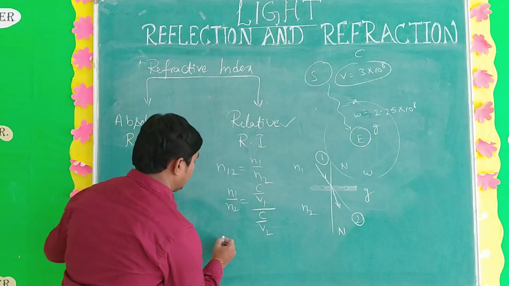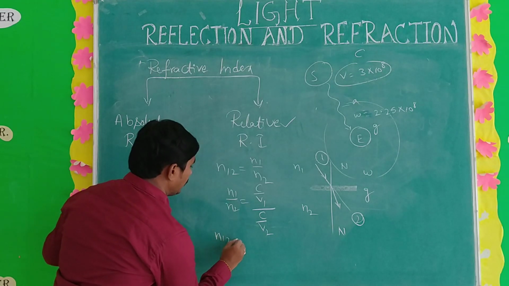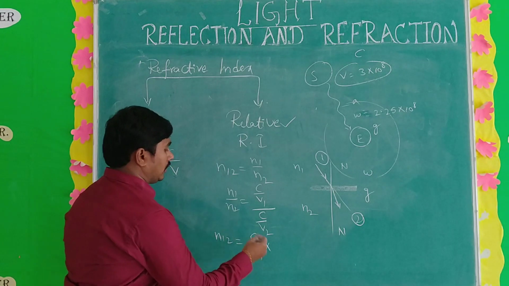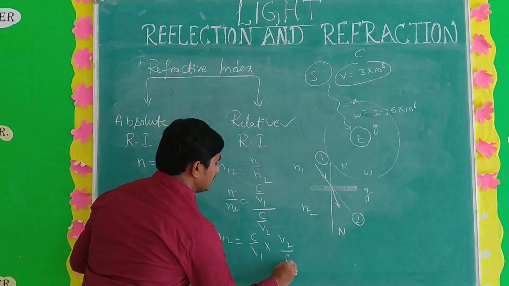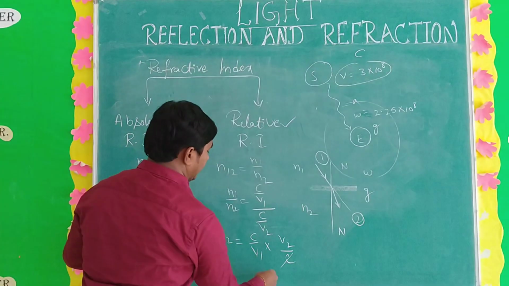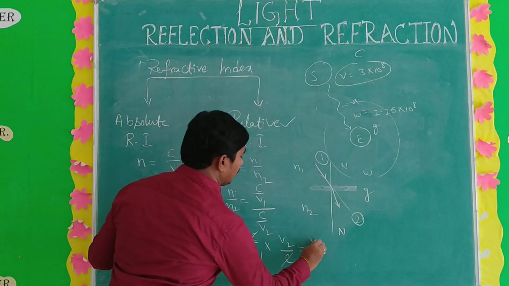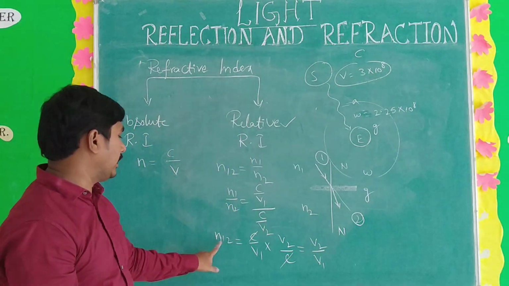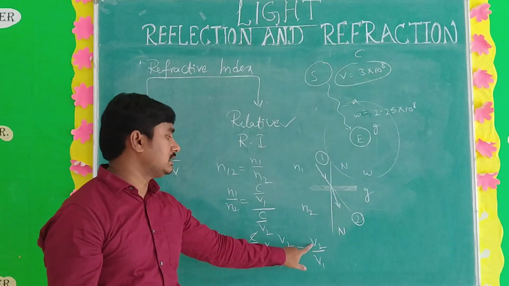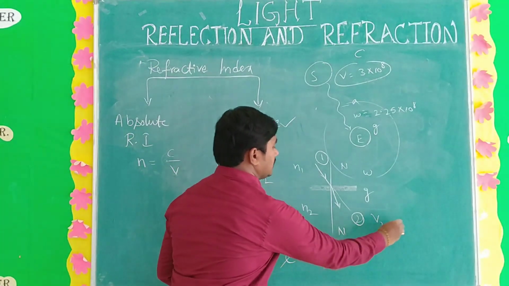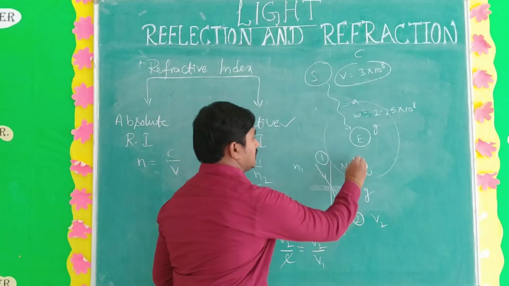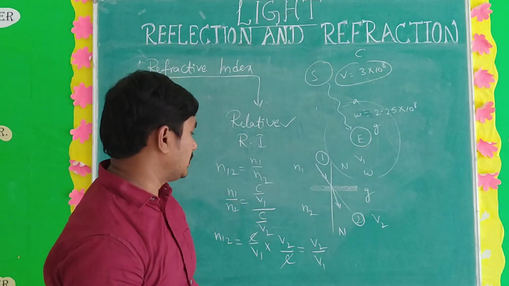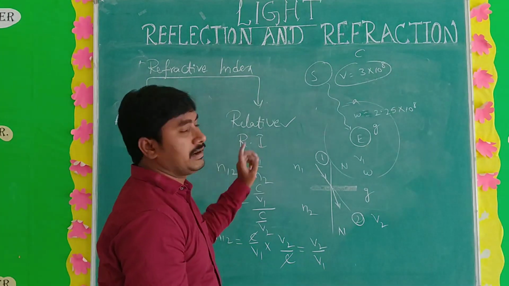Now N12 is equal to C by V1 by C by V2. You have to take the reciprocal, which gives V2 by C. Here C gets cancelled. So finally what you get is V2 by V1. So N12 is equal to V2, the speed of light in the second medium, by V1, the speed of light in the first medium. Understand? That is the formula for relative refractive index.